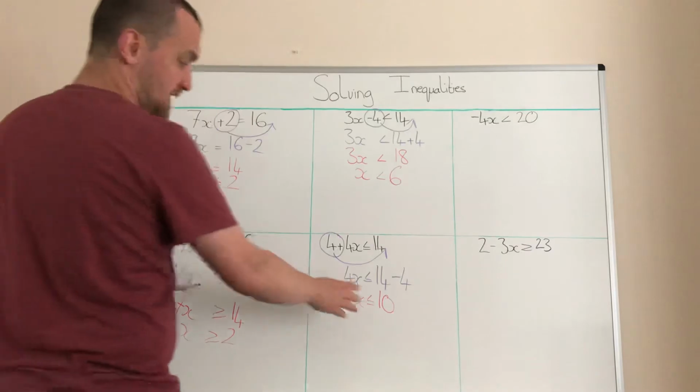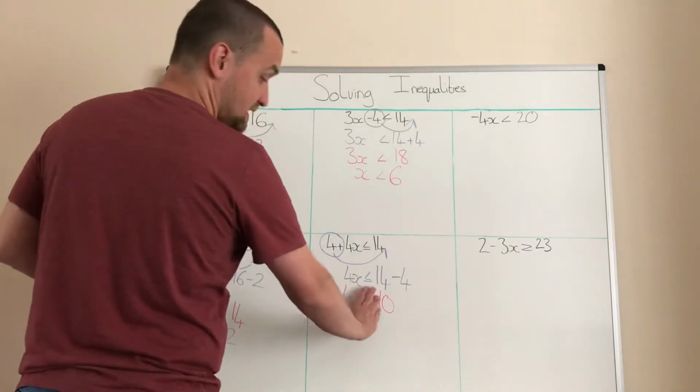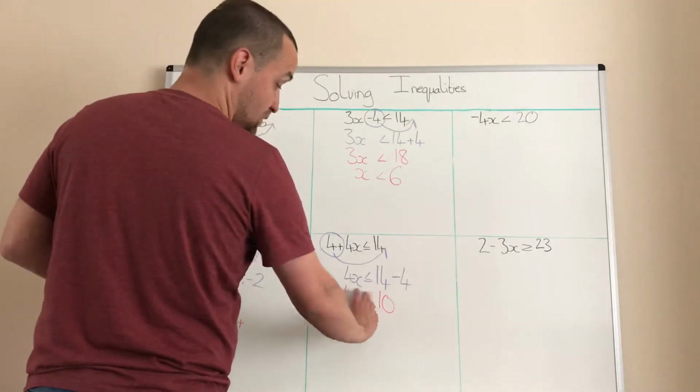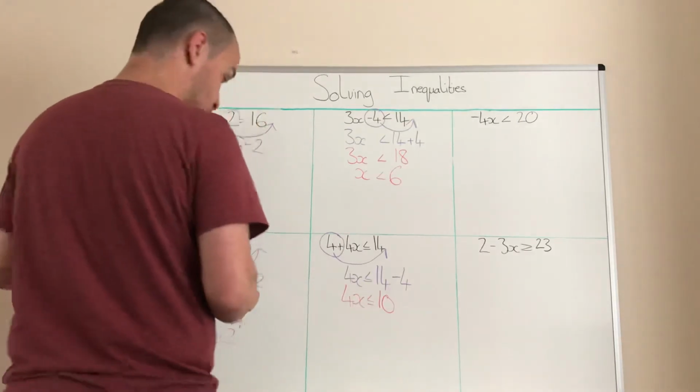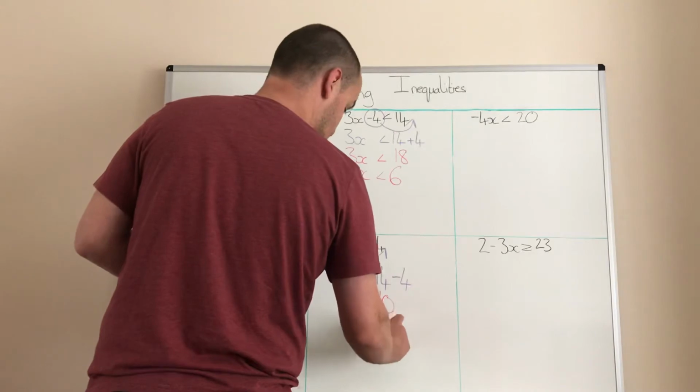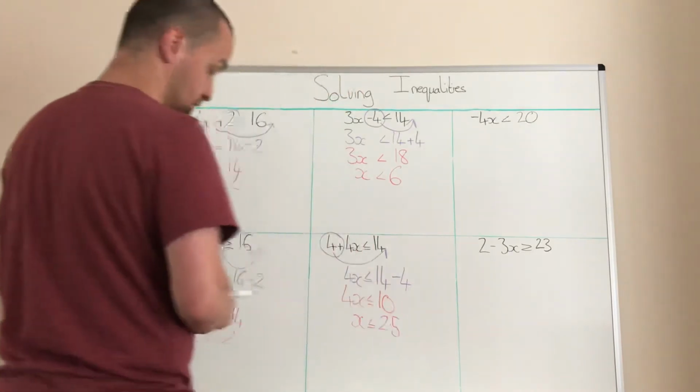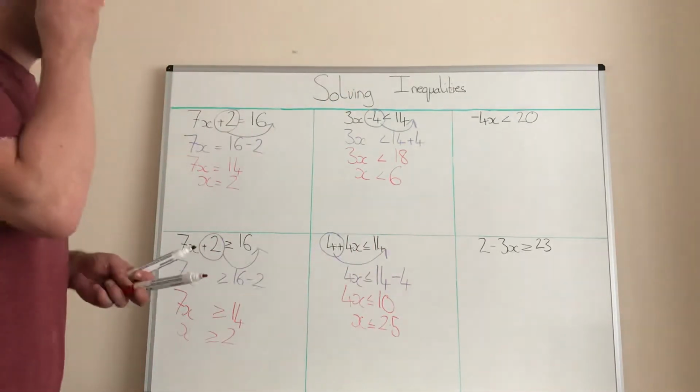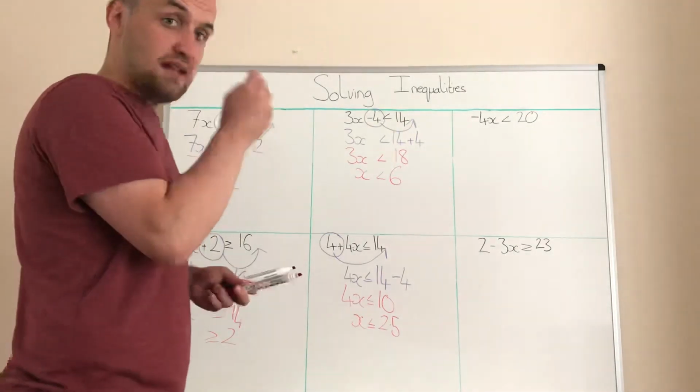Okay, think about that as an equal sign. So we have 4x equals 10. Okay, so we divide both sides by 4. So we get x is less than or equal to 2.5. Okay. Right, the next one we have to pay attention to.